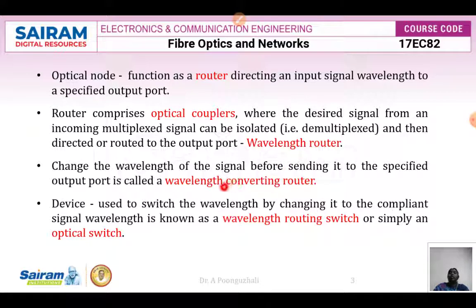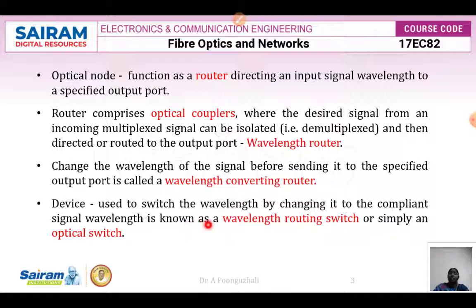When the router changes the wavelength of the signal before sending it to the specified output port, suppose I transmit the signal using wavelength lambda 1. I convert that wavelength lambda 1 to lambda 2 before sending it to the output port. Then we call it a wavelength converting router.